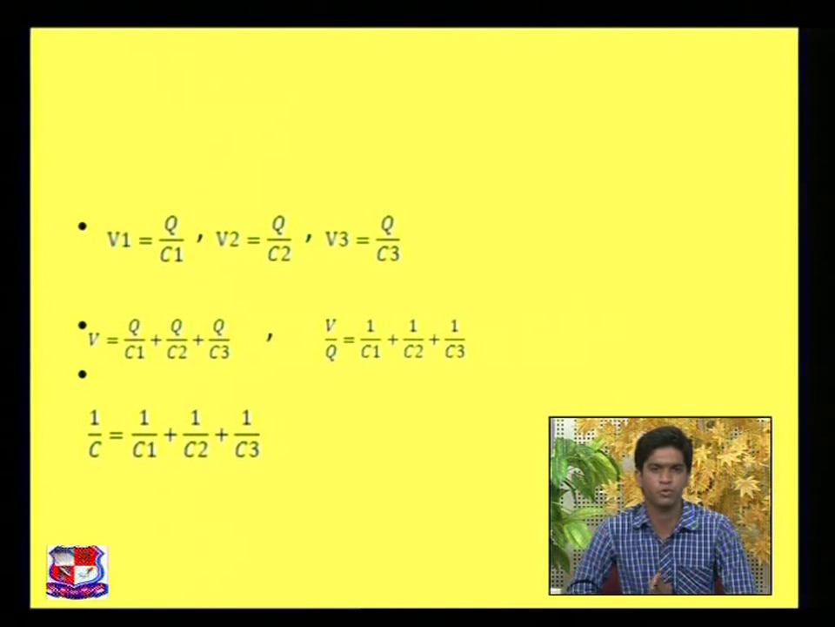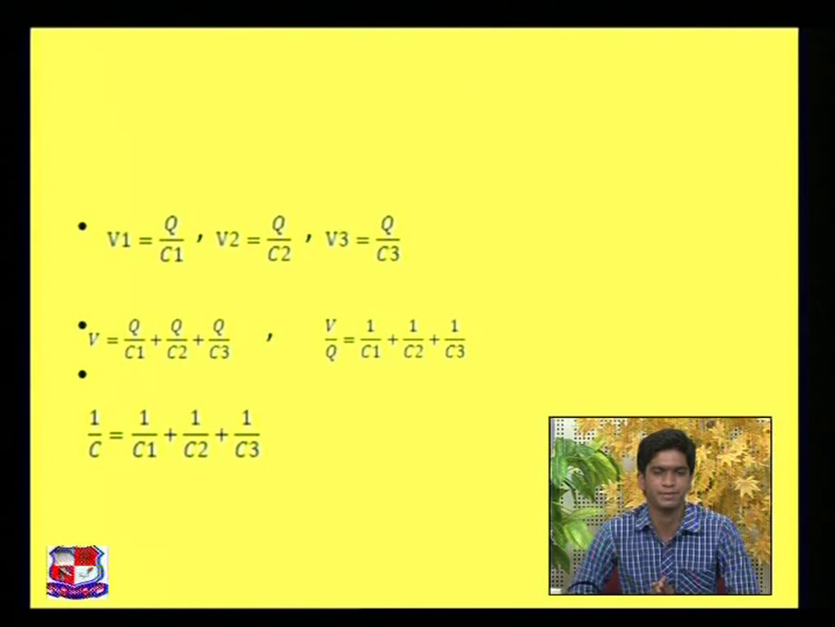If we are putting the fourth capacitor in series with it, then it will have 1 by C1 plus 1 by C2 plus 1 by C3 plus 1 by C4. It means if the capacitors are increased, then this line will also be increased.